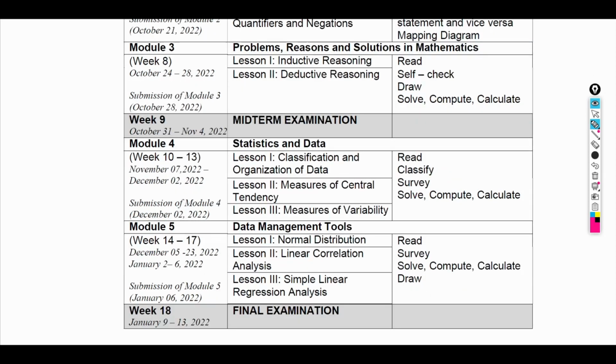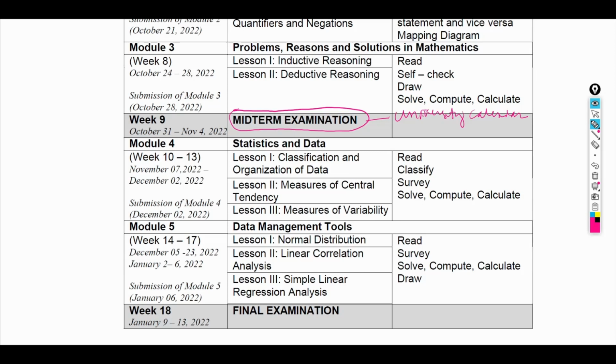So for week 9, that will be October 31 to November 4. This is tentative for the midterm examination. That will be dependent on our university calendar, if it is scheduled on October 31 to November 4. Okay, so that will be for week number 9.